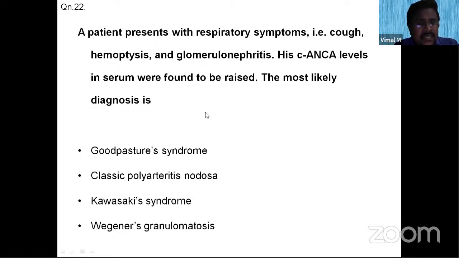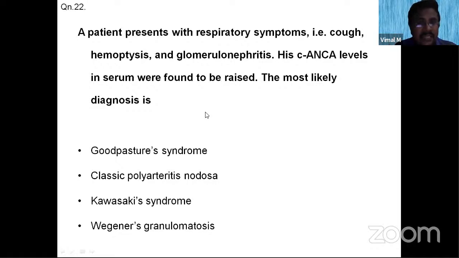Goodpasture syndrome. Let us see something about Goodpasture syndrome. In Goodpasture syndrome, the patient will have antibodies against the glomerular basement membrane. As you know, the glomerular basement membrane is actually the filtering unit, that is the filtration barrier.